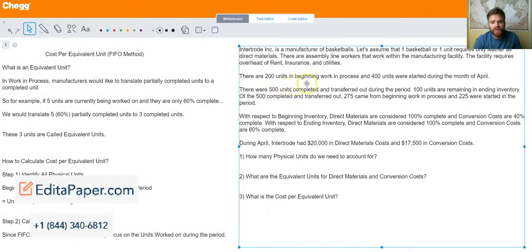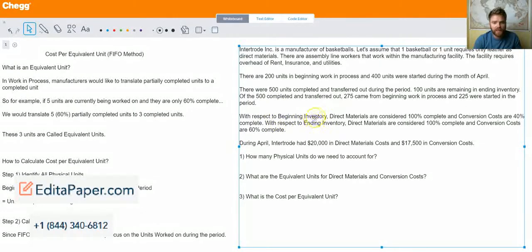Now there are 200 units in beginning work in process and 400 units that were started during the month of April. There were 500 units that were completed and transferred out during that period of April. 100 units are remaining in ending inventory. Of the 500 that were completed and transferred out, 275 came from beginning work in process, and 225 were started in the period. So again, that's just focusing on the units that were completed and transferred out, which completion means 100%.